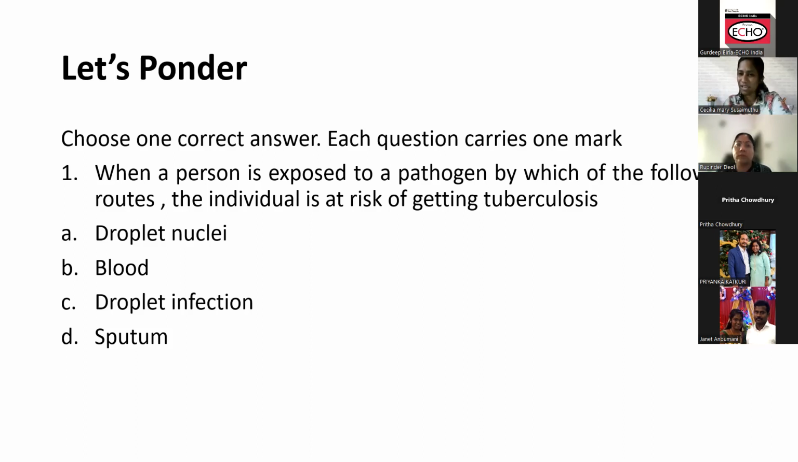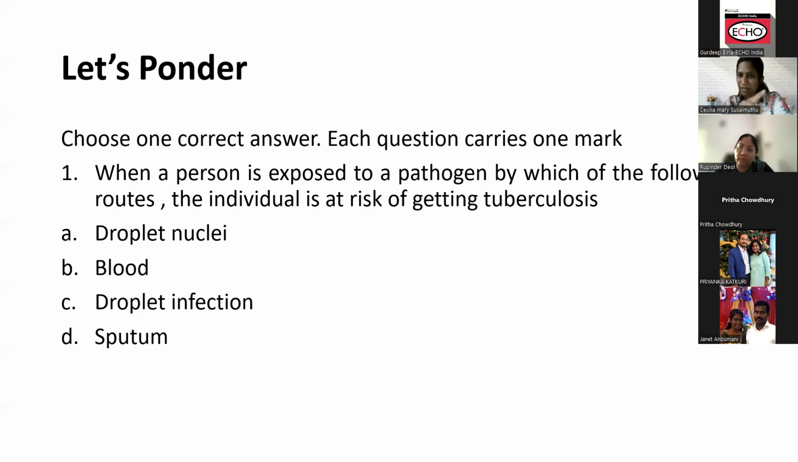Yes, the mode of transmission of tuberculosis might be here. When you see the options, the distractors are not plausible. I have put droplet nuclei, droplet infection, sputum. Even sputum can transfer through droplet nuclei, right? So it can also be a droplet. So the options are not plausible and it does not have one correct answer, whereas I have put the instruction to choose one correct answer.